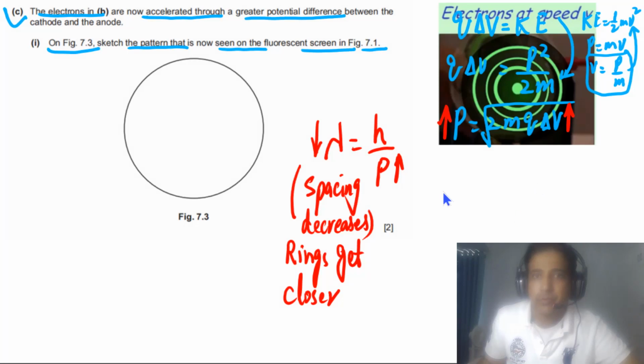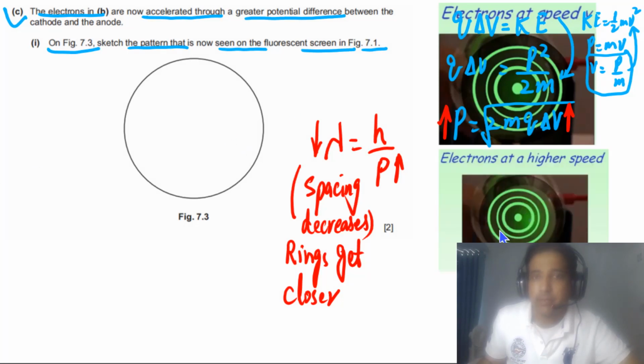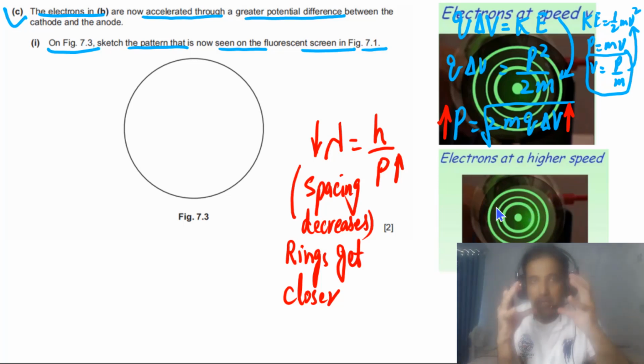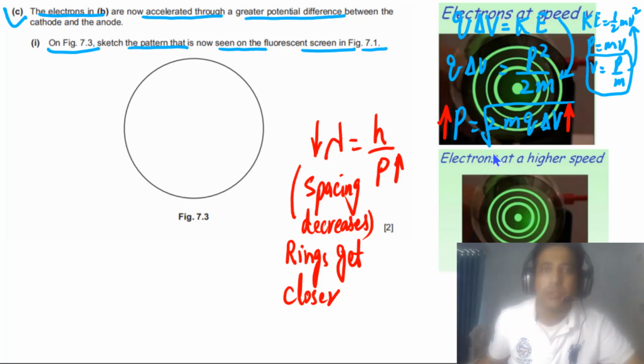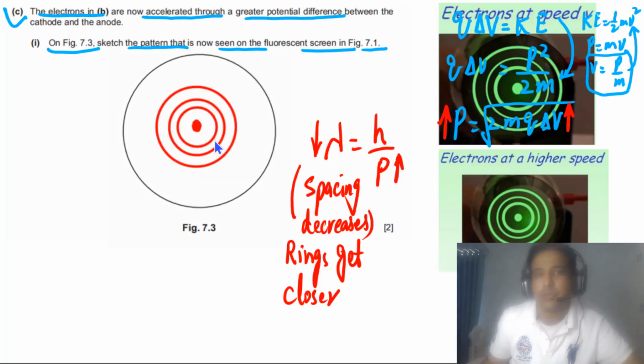Now let me explain this with a simple example with the help of a diagram. You can see this is the diagram, and we have another diagram here. This one is at low speed, and this one is at higher speed, meaning these rings are close to each other. So now we need to draw the rings on this one, but they have to be close to each other. Simply you can draw like this. This is a very important point. Most of the time they will ask this in the exam.